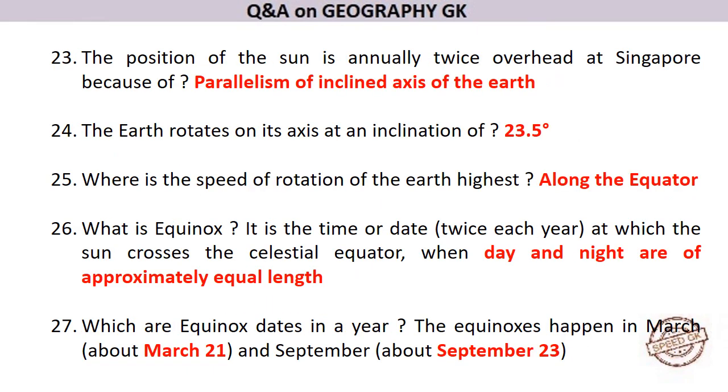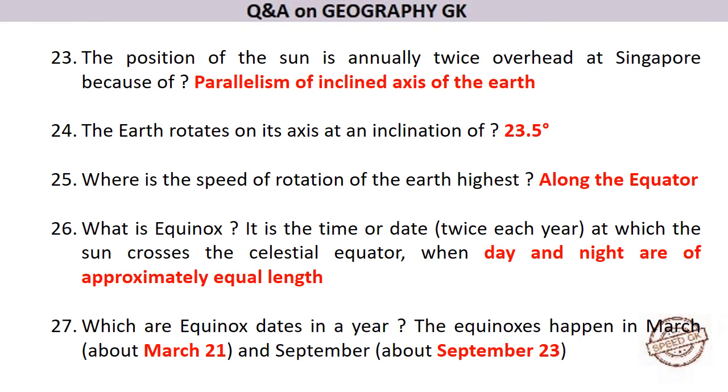The position of the sun is annually twice overhead at Singapore because of parallelism of the inclined axis of the earth. The earth rotates on its axis at an inclination of 23.5 degrees. Where is the speed of rotation of the earth highest? Along the equator. What is equinox? It is the time or date, twice each year, at which the sun crosses the celestial equator, when day and night are of approximately equal length.